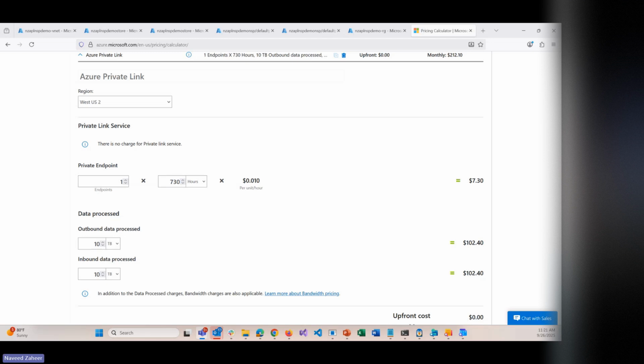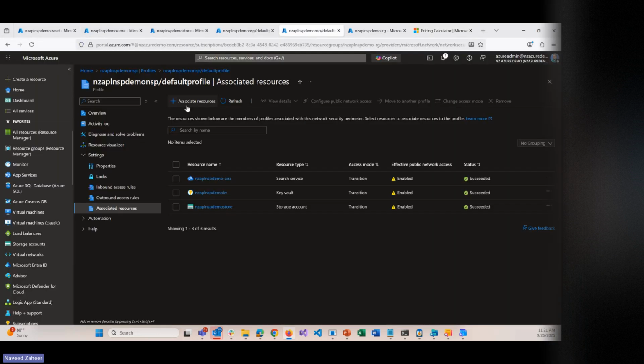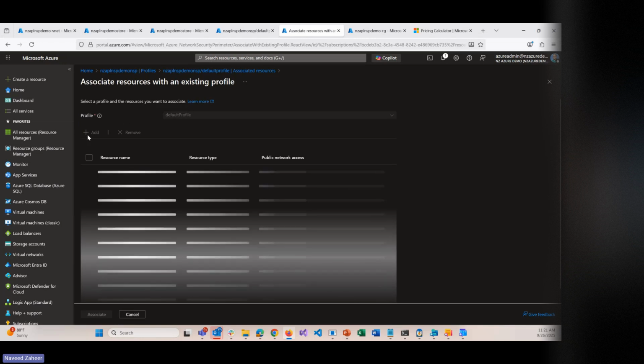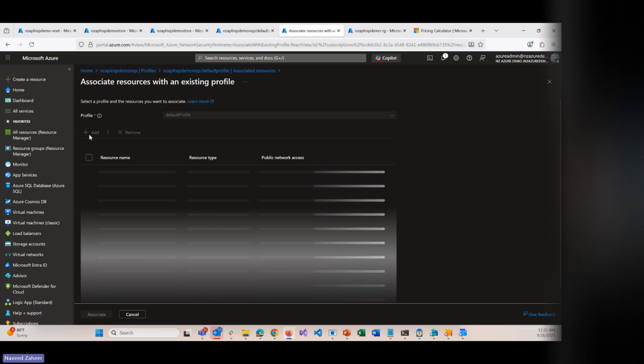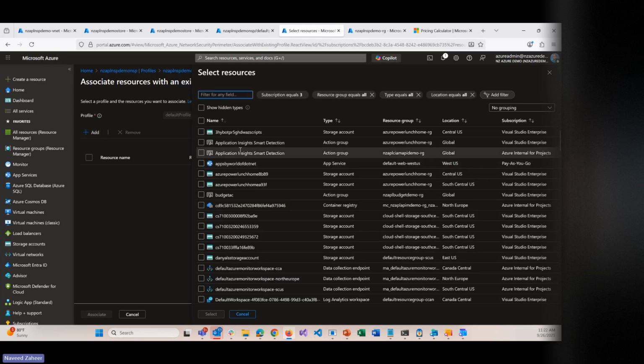Okay. And does it cover multiple subscriptions and landing zones? Yes, yes, yes. Actually, landing zone doesn't have any meaning there. Let me show you. If I go into the NSP, I can associate a resource. Give me a second, it's taking its sweet time. If I go to the add button, you will see subscription, resource group. So you can bring in resources from different subscriptions as well. That's the power of it.